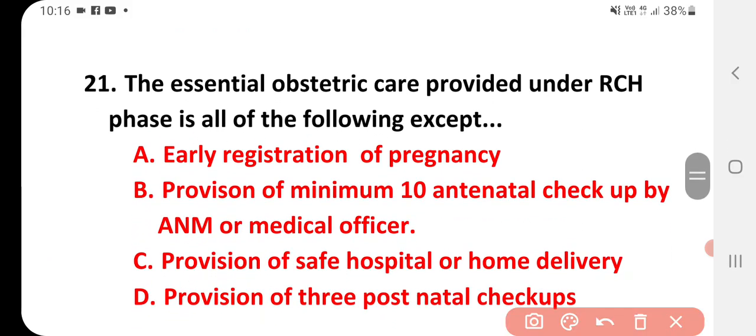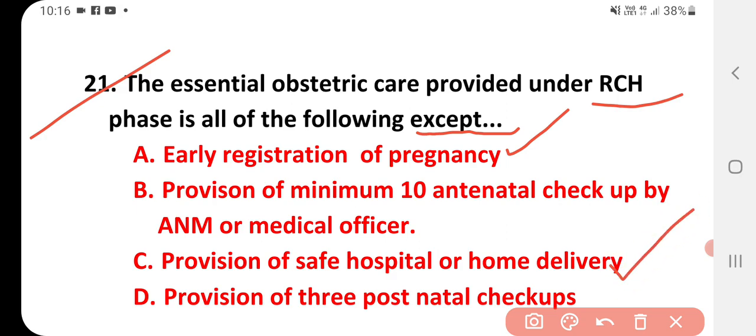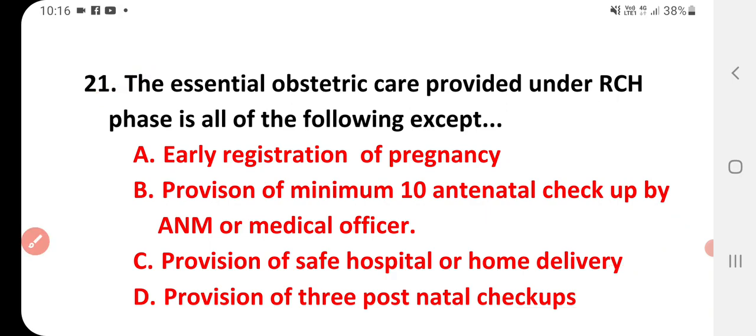Next, 21, the essential obstetric care provided under the RCH phase includes all of the following except: early registration of pregnancy, provision of safe hospital or home delivery, provision of 3 postnatal checkups. So the right answer, the exception, is provision of minimum 10 antenatal checkups by ANM or medical officer. So it's not included under the RCH phase. So option B.